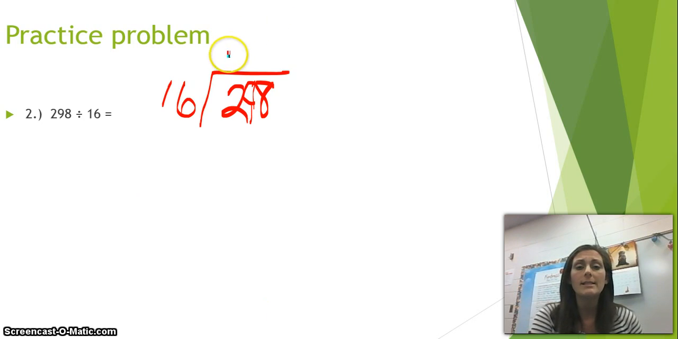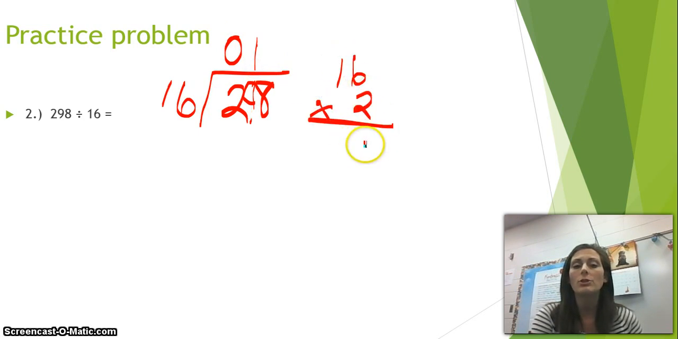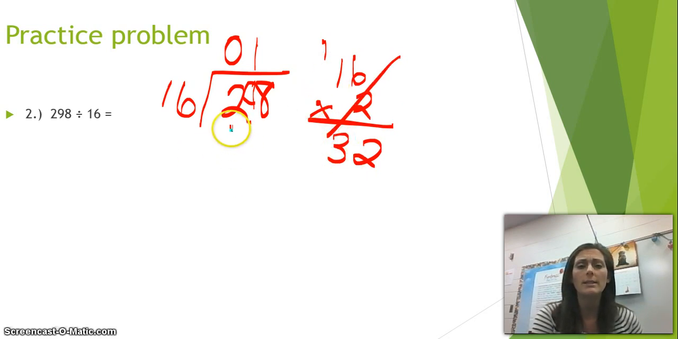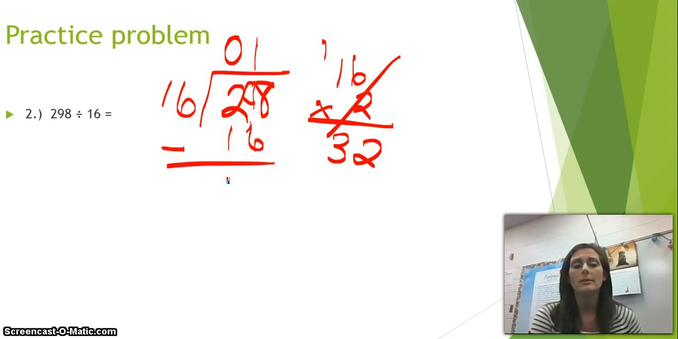Okay, 16 does not go into 2. 16 goes into 29. One time would be my guess. 16 times 2, just to double check, would be 32, so that would be too much. So 1 times 16 is 16. 9 minus 6 is 3. 2 minus 1 is 1. Then I need to bring down my 8.